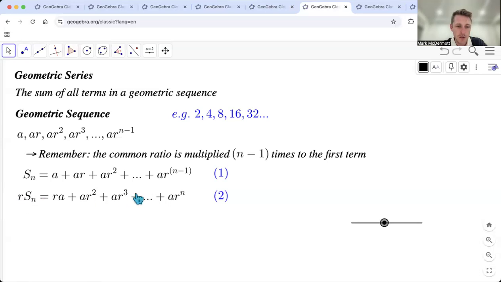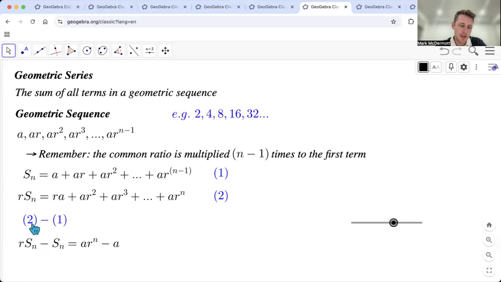But if we multiply both sides by r, we can generate another equation, which is this equation here. And just note that when you multiply this last term, r to the n minus 1, by r, you just get r to the n. So that's what you get there. Okay, then what you can do, again, as long as you don't break any rules, is take away equation 1 from equation 2. So we're actually going to get this.